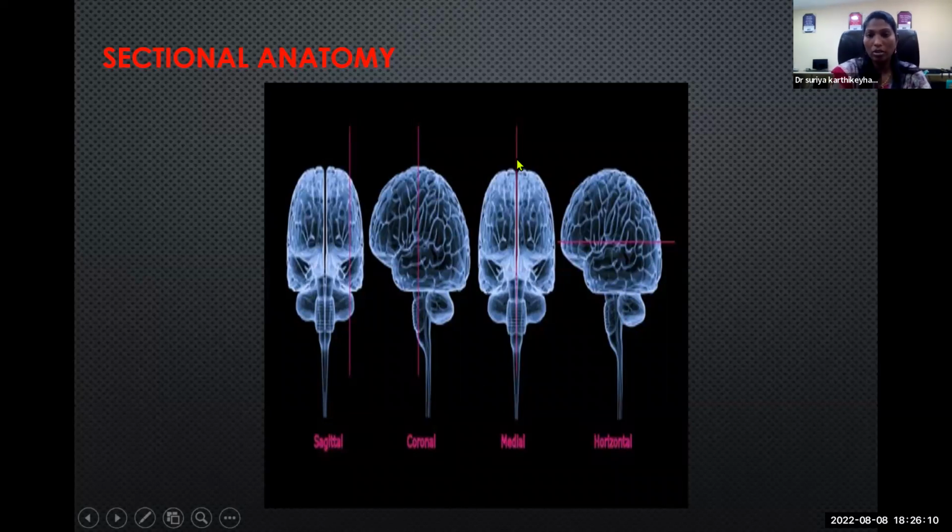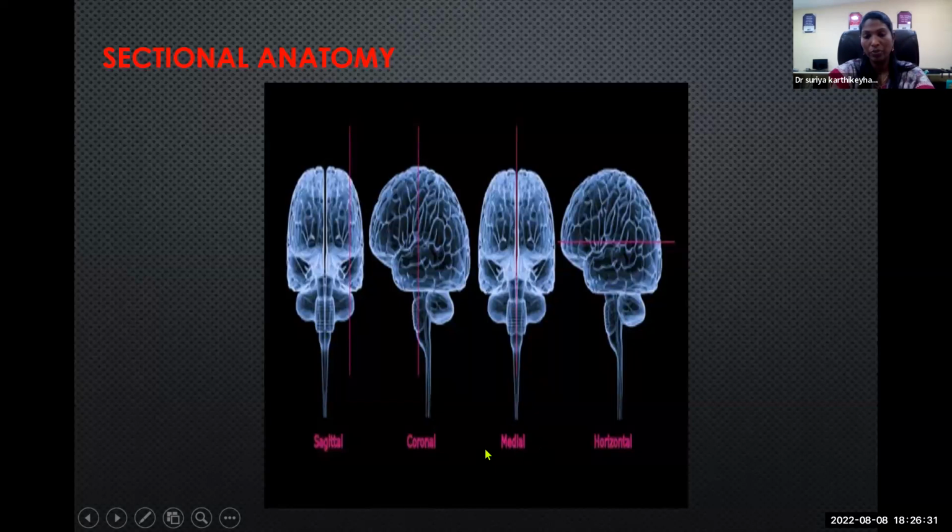And then along the longitudinal fissure, we have two equal halves of cerebral hemispheres. So there is a fissure which extends deep. That is called the medial longitudinal fissure. So along the medial longitudinal fissure, if the slice is made and the cerebral hemispheres are made into two halves, it is called a medial section.